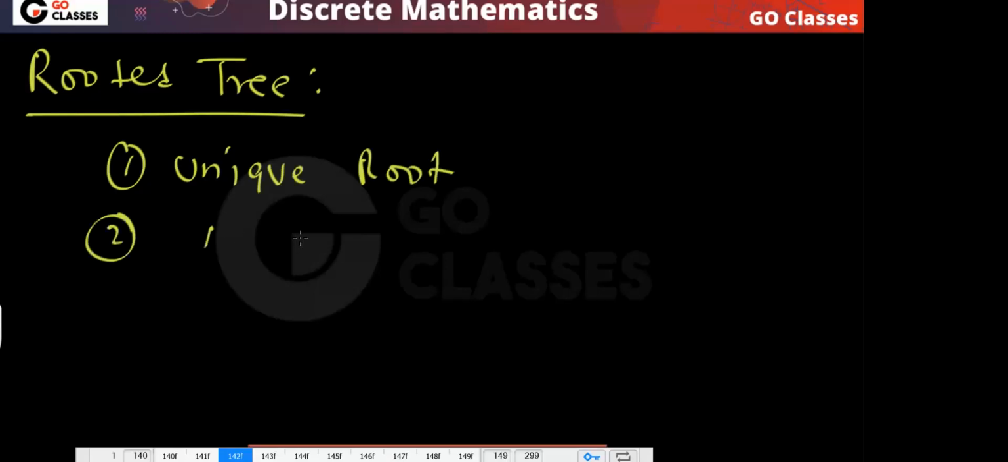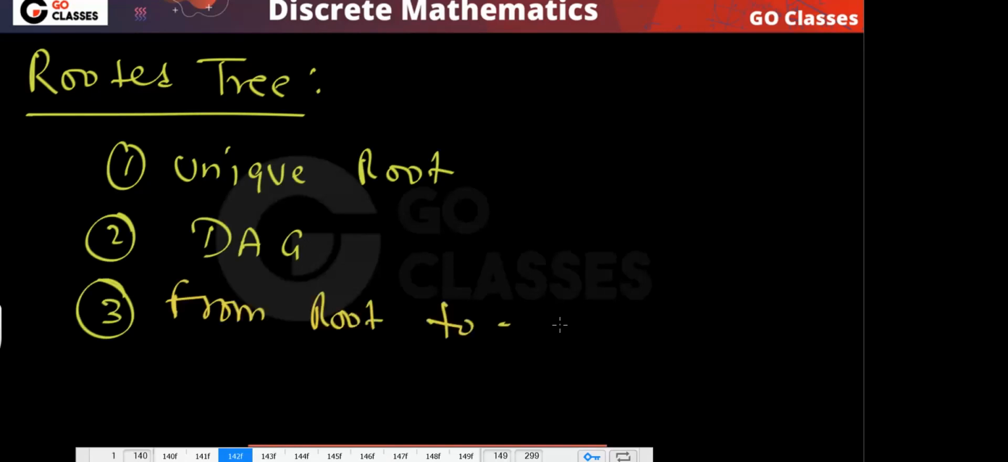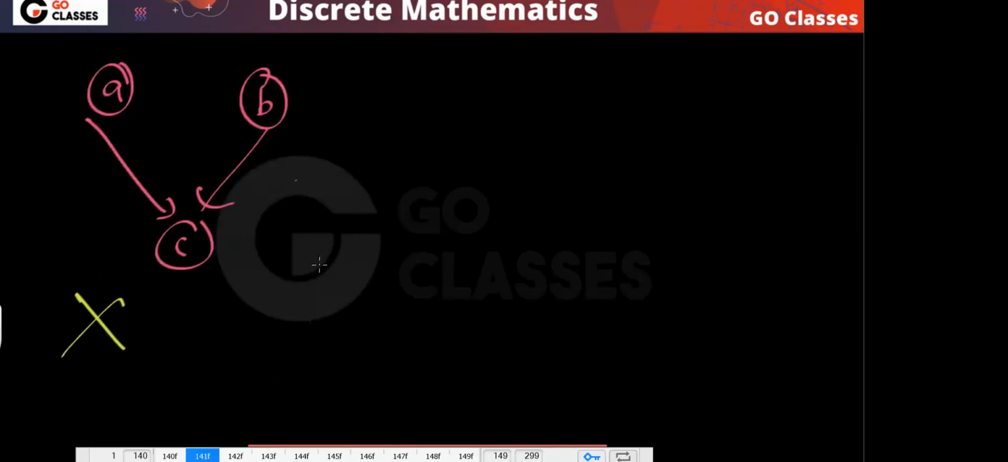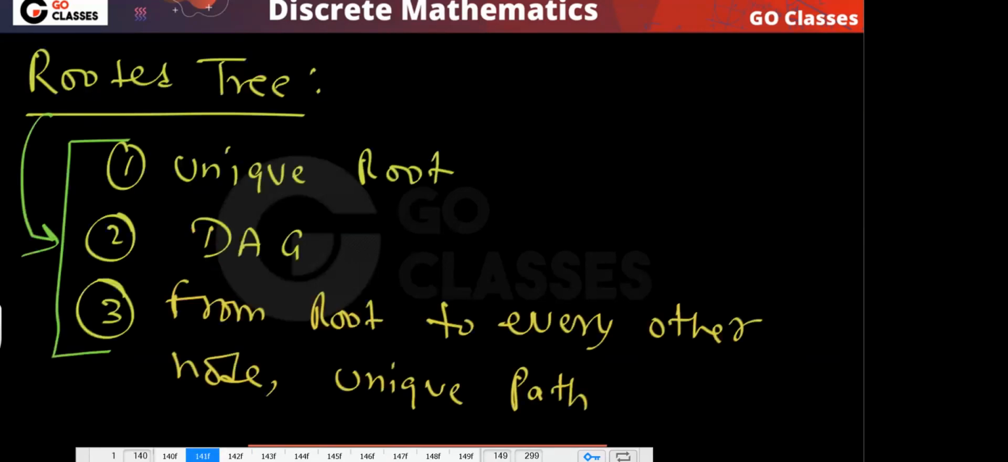Second, it must be a directed acyclic graph. There should be no cycle. And third, from the root to every other node, you have a unique path. These three things are the definition of a rooted tree, and these three things must hold. This is not a rooted tree because you must have a unique path, and a unique root.